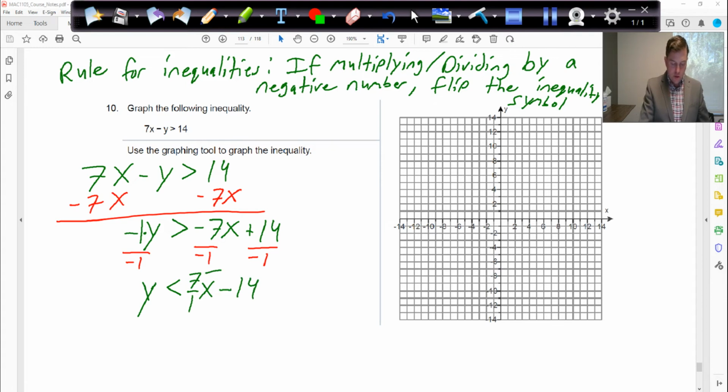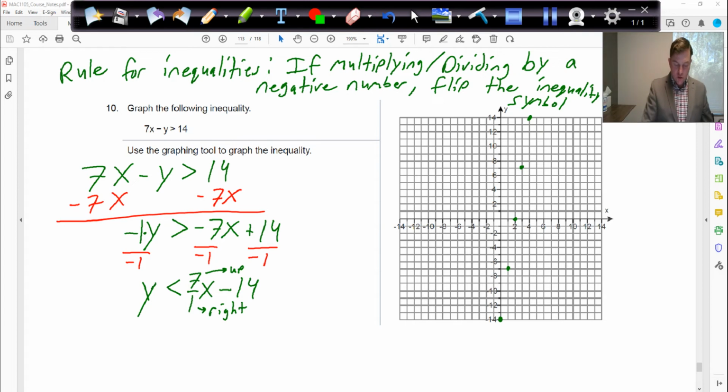Okay, so this slope would be 7 up, 1 right. And we're starting at negative 14. So way down here on the y-axis, minus 14. And we're going to count 7 up, 1 right. 7 up, 1 right. 7 up, 1 right. So the line's going to look like that.